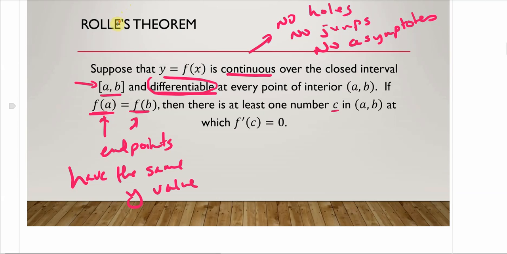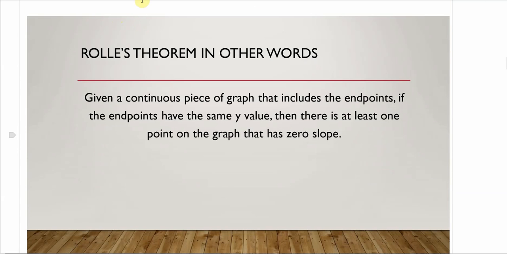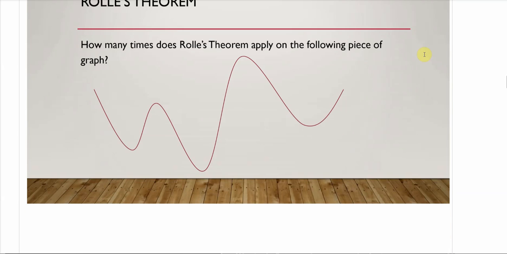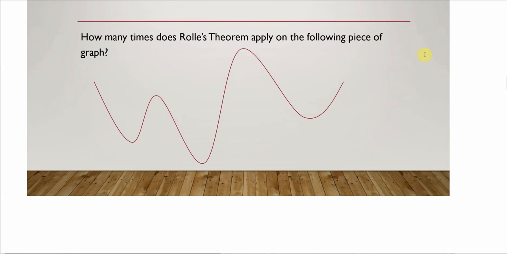That's Rolle's theorem. All right, so in other words, given a continuous piece of graph that includes the endpoints, if the endpoints have the same y value, then there's at least one point on the graph that has 0 slope. Now, it says at least one, meaning that there could be more than one, but in this case, you're going to have at least one. Okay? So let's look at this piece of graph. And I have my endpoint here. That endpoint and that endpoint have the same y values. So the question is, how many times does Rolle's theorem apply?